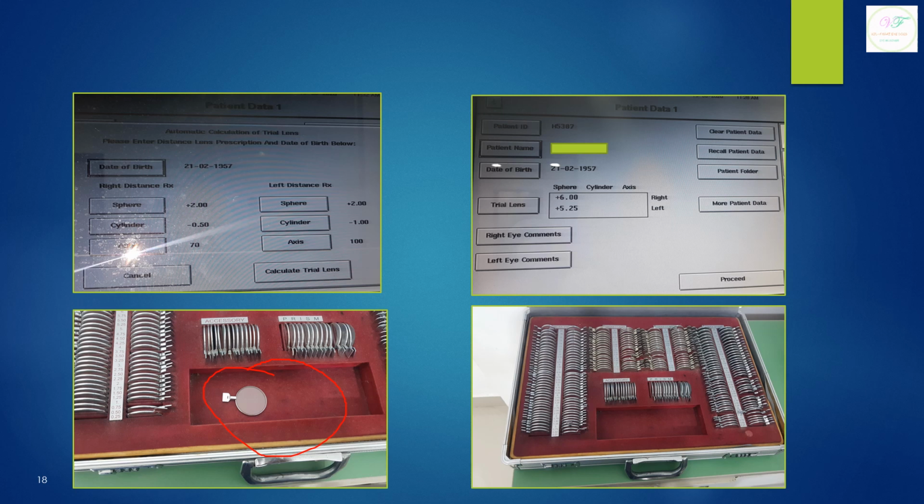Initially, you enter the patient's refraction into the system, and then the system itself calculates the trial lens, which is also done according to the age. You are also entering the date of birth of the patient. So according to the age, the near correction plus the distance correction, the system gives you a correction which you have to place from the set of the trial box, which is available along with the visual field machine, where the lenses are kept.